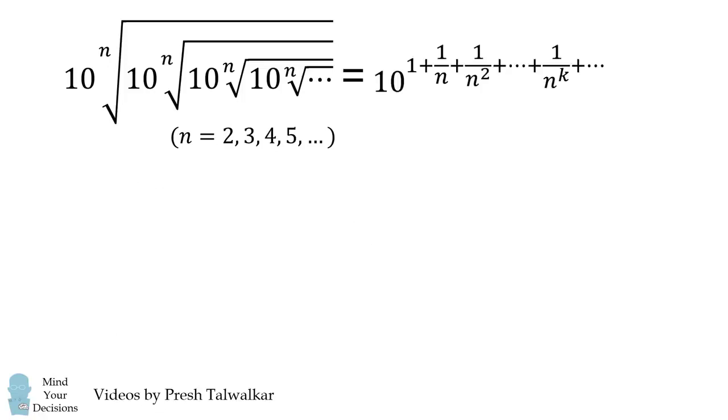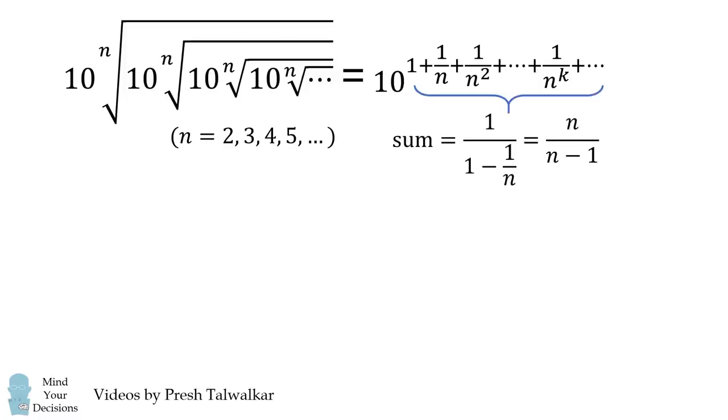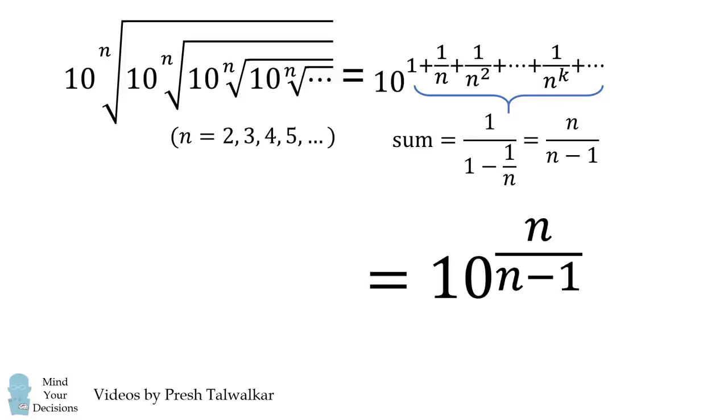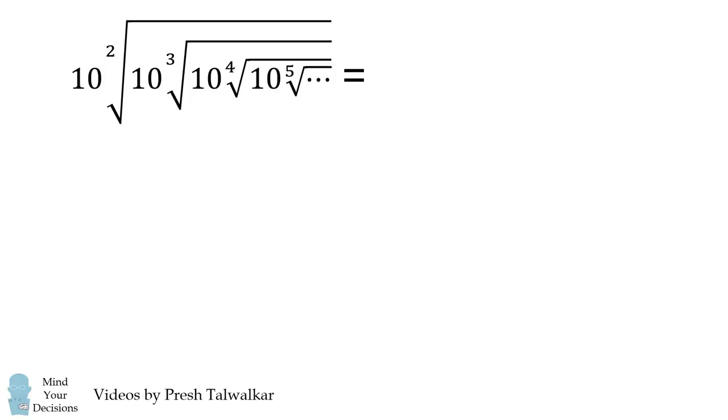So now we can solve for the value of this infinite nested product by solving for the sum of this geometric series, and then we get the answer of 10 to the power of n all over n minus 1. And notice if you substitute in n is equal to 2, you get 10 squared, and that exactly matches what we solved in the very first problem. Now what would happen if we have an increasing nth root? This is a little bit trickier to solve, but let's work it out.